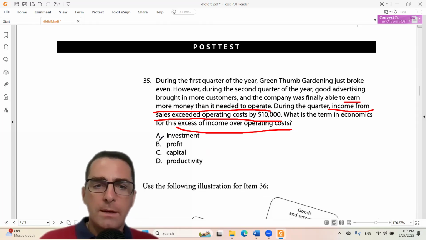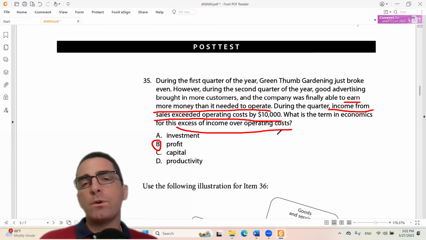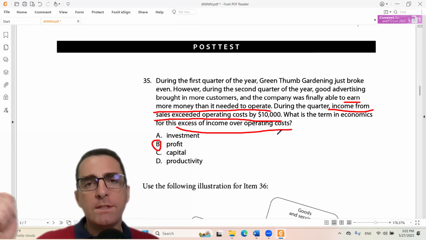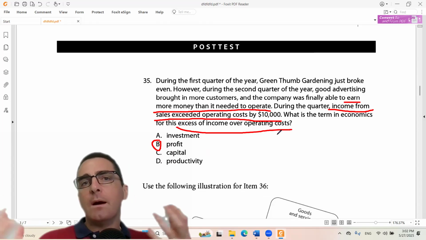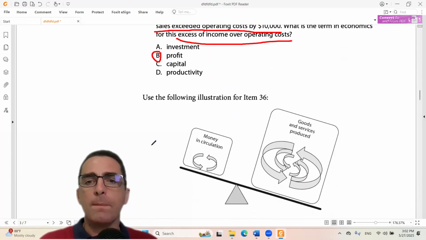Okay, so I can see it already. It's profit. Your operating costs are what you have to pay to make your business work. So what do you have to pay for rent? What do you have to pay your staff? What do you have to pay for your products or whatever that you sell? That's your operating costs. And then if you have an excess of income over that, it means you're making money outside all the money you have to pay for everything else. So it's profit, isn't it? We'll move on. That's an easy one.